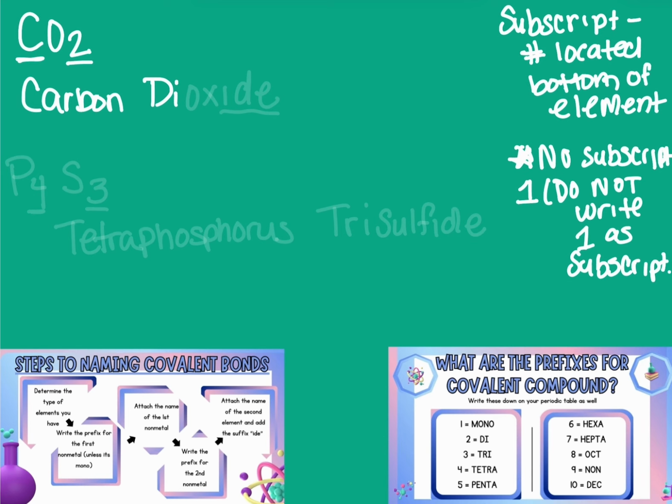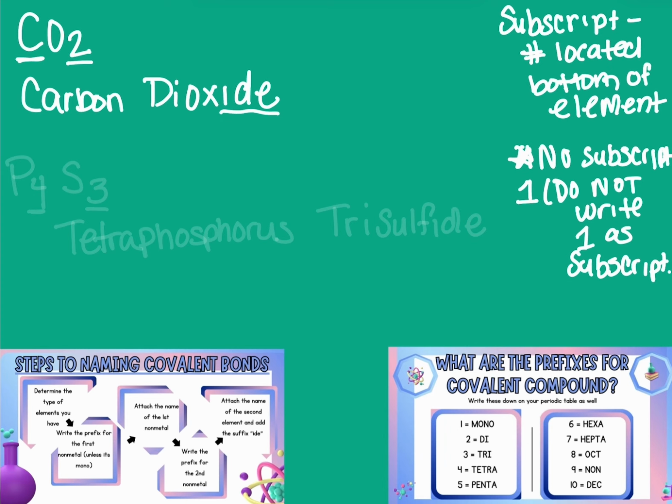Now, O stands for oxygen. However, for your second nonmetal, you are going to end your second nonmetal in ide. Your second nonmetal is going to end in ide. So instead of writing dioxygen, I wrote dioxide. Okay? And that's it. That's pretty simple. But let's do another example.